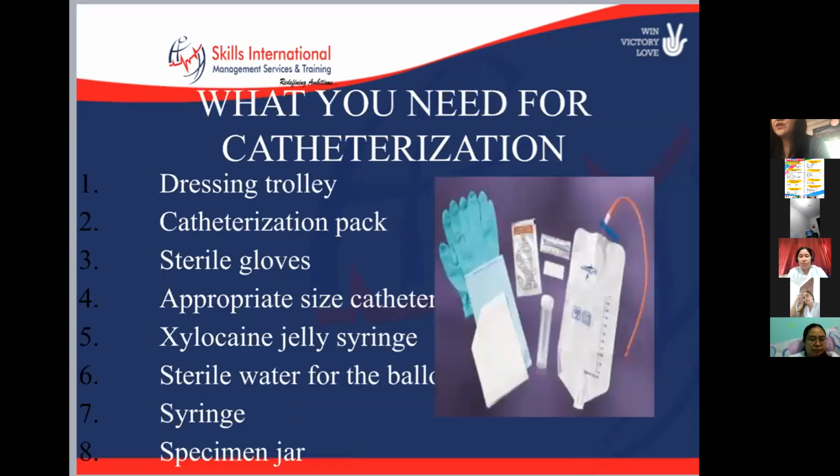Now, what do you need for catheterization? When you do the catheterization, you need a dressing trolley, a catheterization pack, sterile gloves, and the appropriate size of catheter. At least you know if it's a small, medium, or big person that you have to put it in. There must be silicone jelly, syringes, sterile water for the balloon, syringes, and a specimen jar. These are the things that you need for catheterization.